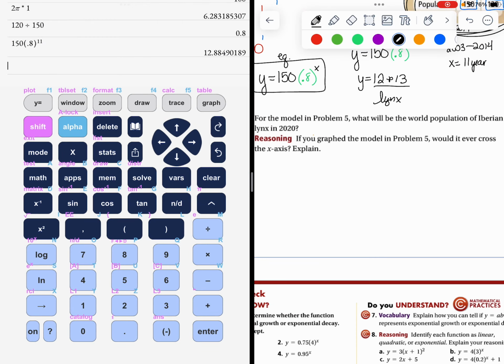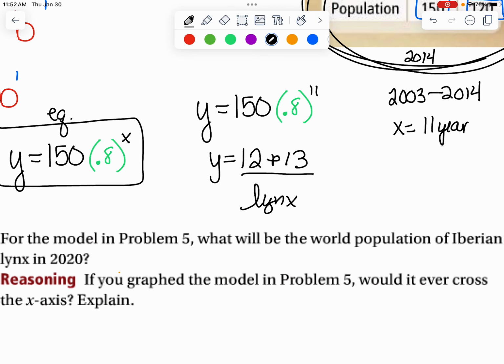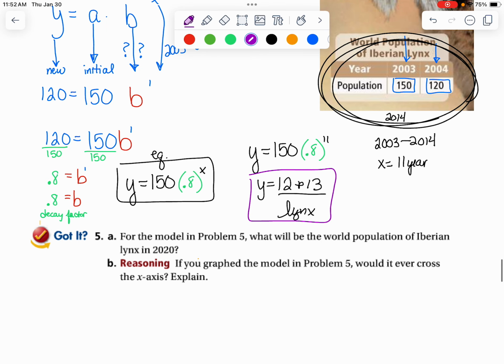Now again, if you looked this up right now in the year 2025, there are over 2,000 of them now, but someone used math to predict that, hey, if we don't do something to help these lynx, something bad is going to happen. We're going to be down to only 12 or 13 of them.